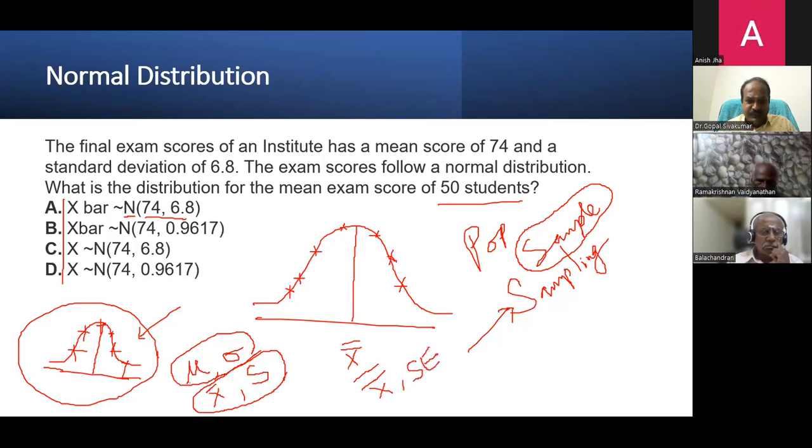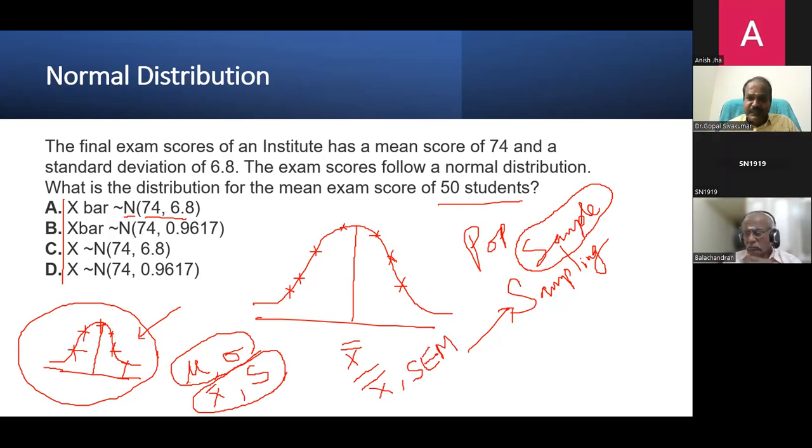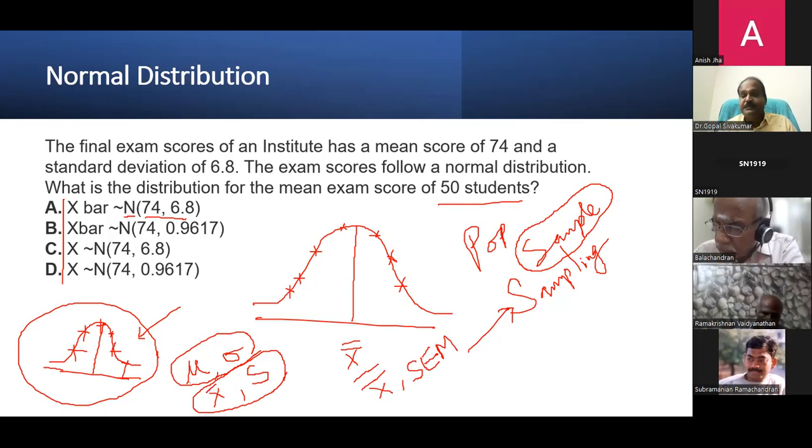Do you notice the difference in the terminology, all of you? When I say standard error of the mean, I am referring to the sampling distribution. When I say sample standard deviation, I am referring to the sample distribution. When I say parameter, I am referring to the population. There are three distributions possible always.